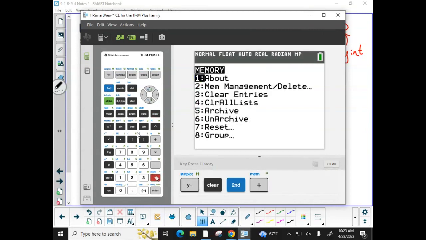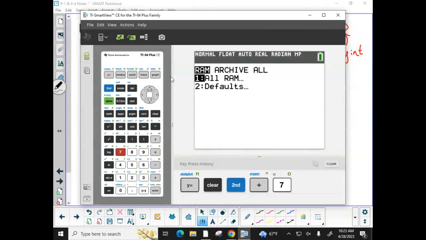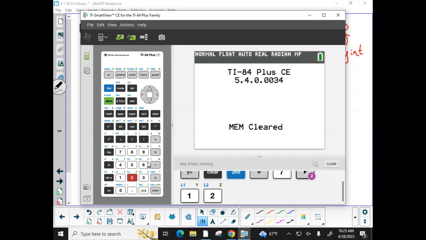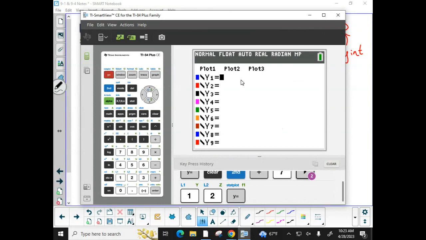Second, plus sign, 7, right? Go to reset, and then I want to reset everything, all. So over, and then I'm saying yes, 1, and then yes, reset. So if something's weird with your calculator or you feel like your graphs aren't showing up, do that and that'll fix the problem 9 out of 10 times. So I go to y equals, see, it fixed my issue.